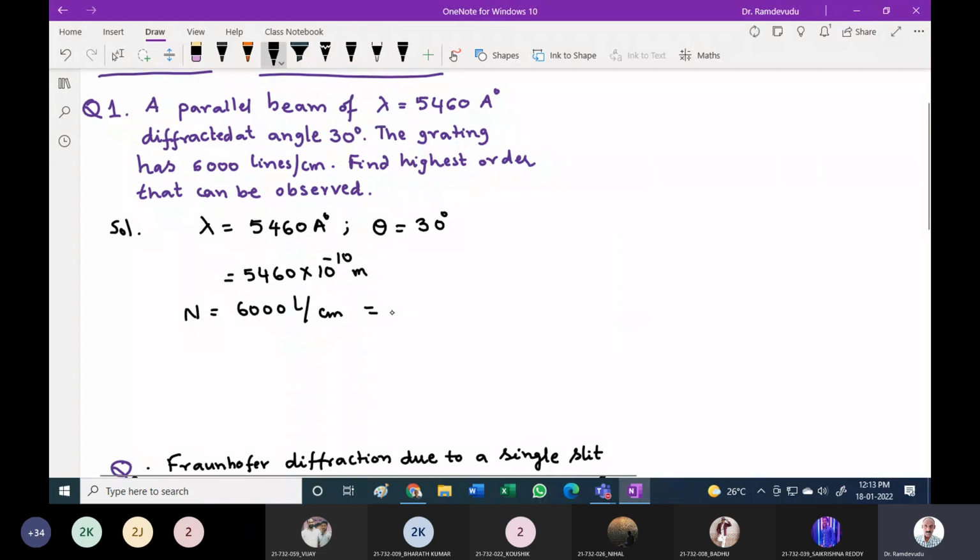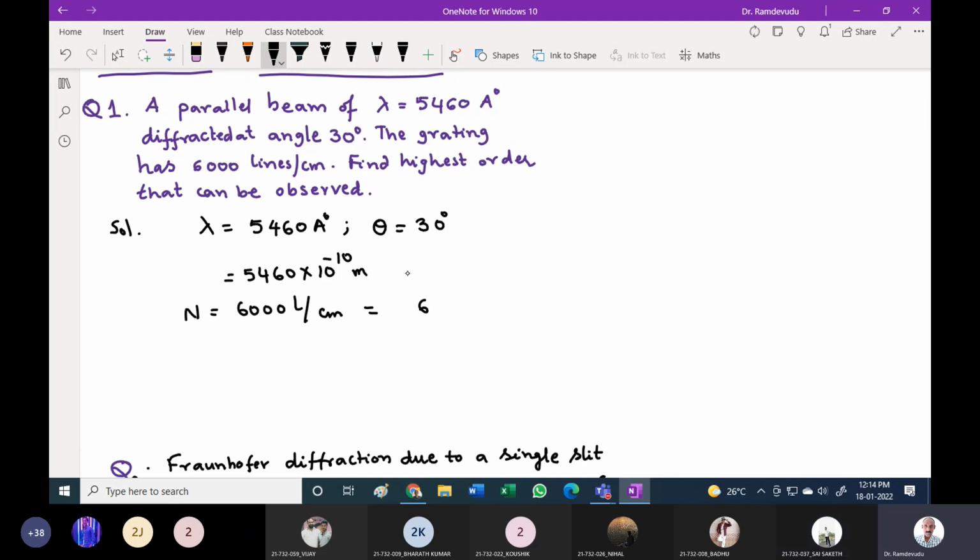60. Per meter, sir? Yeah, per meter I want. That means per centimeter I have 6,000. Meter is the larger one, na? So it is 6 into 10 power 5.